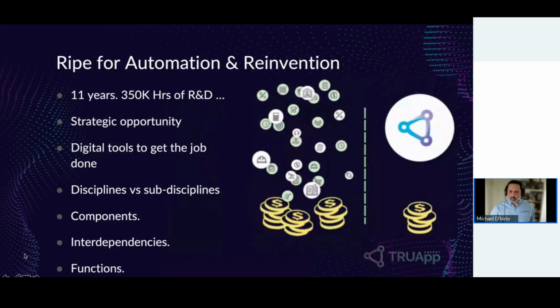We're now over 350,000 hours of R&D working with subject matter experts in the field to understand their role, to understand their core workflows, and how to optimize them with automation on the platform. And what we found is that leaders in oil and gas and in M&AI are now treating the execution of work like the strategic opportunity for improvement that it is.